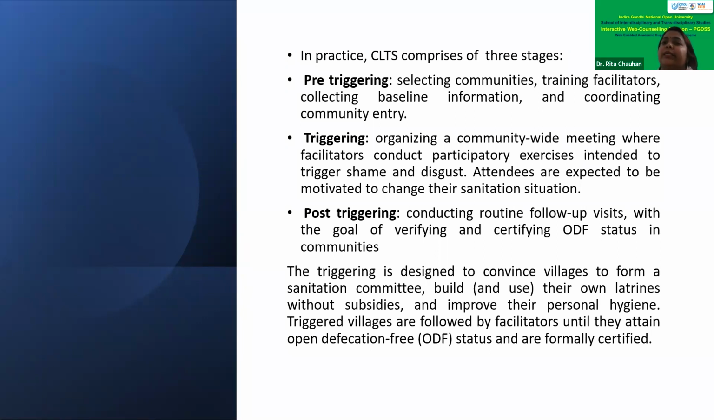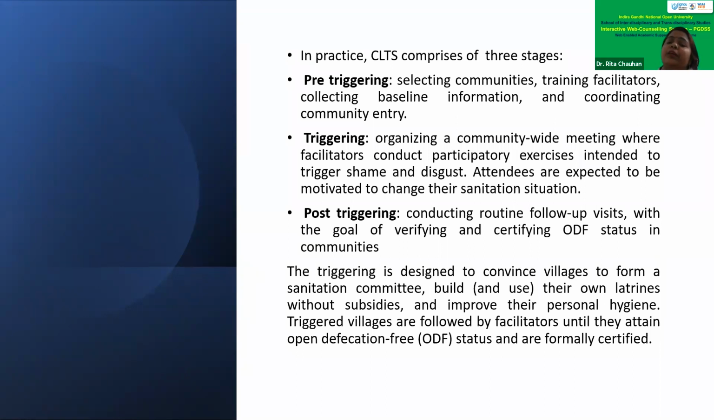Pre-triggering involves selecting a community, training some facilitators, collecting baseline information of that community, and coordinating the community entry. We select the community and impart training to facilitators. We have to identify some people in the community who can act as facilitators. Then the second step is triggering. In triggering, we organize a community-wide meeting. The people selected as facilitators will use participatory exercises and train all of the people in the community.